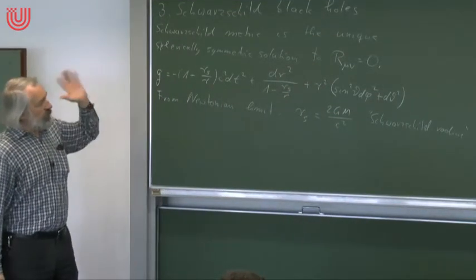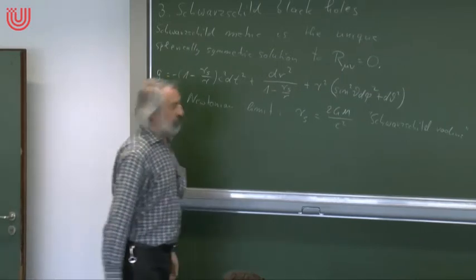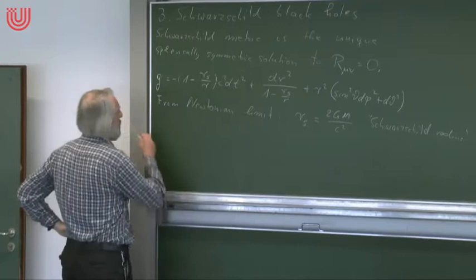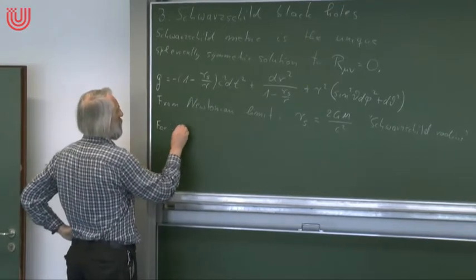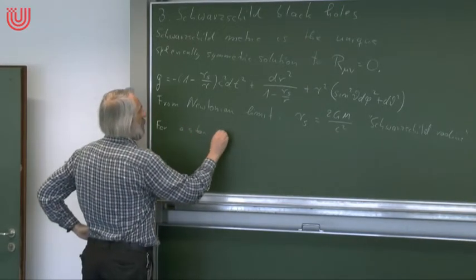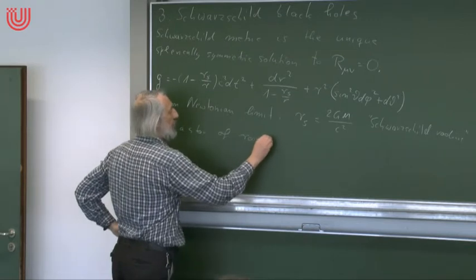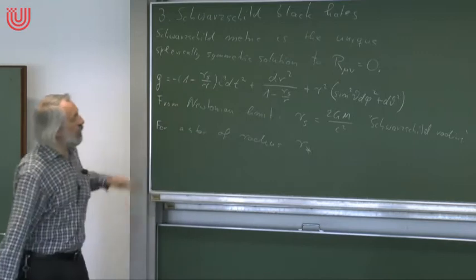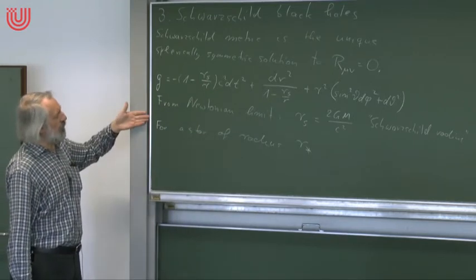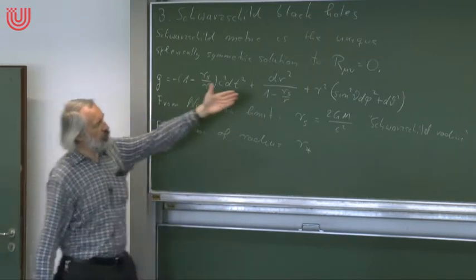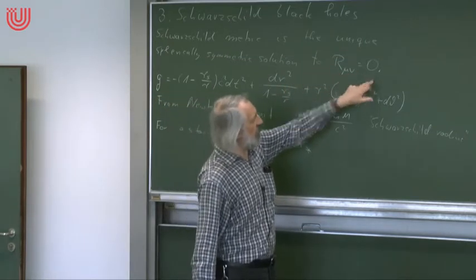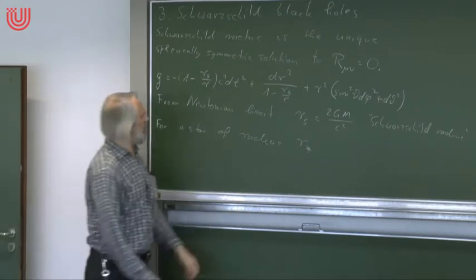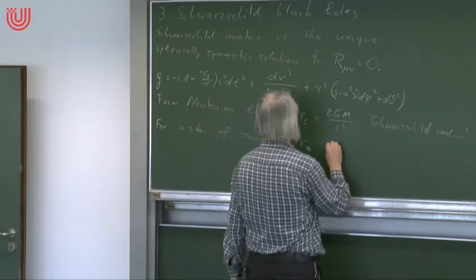So the family of metrics is parameterized with the mass of the central body. And of course the metric is valid for a star of radius r star. The metric, of course, is valid only outside of the star. It's a vacuum solution. We solved the vacuum equation with a 0 on the right-hand side. So it's not valid inside the star.